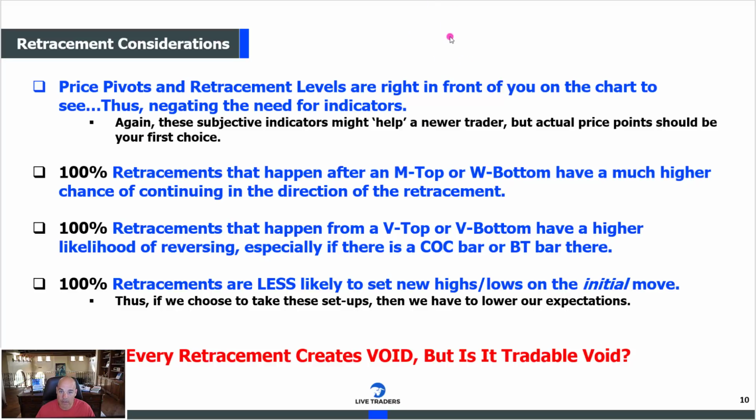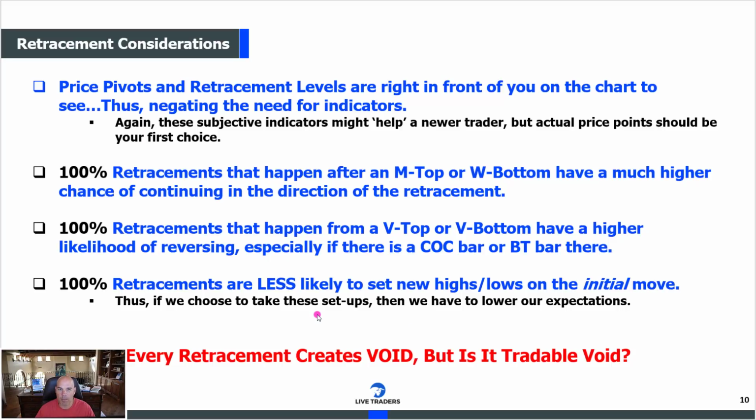That's what the first pivot did. Sellers came in. So the second time it tests that area, you're much more confident sellers are going to come in the second time. But the first time on a V top or a V bottom, you're not nearly as confident, okay? 100% retracements are less likely to set new highs and lows on the initial move. That's what we just talked about on the last slide, all right?